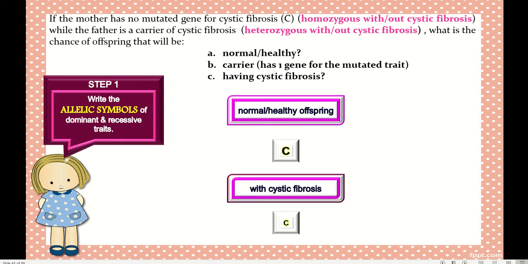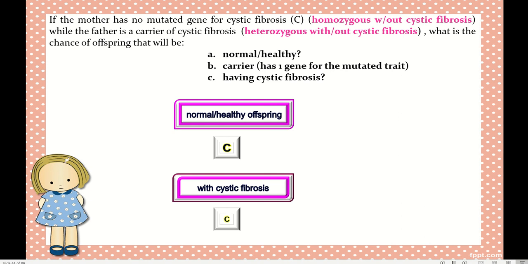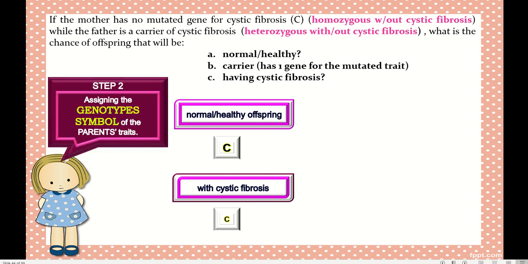However, if the problem does not give you this, then you have to follow the rule. In our case here, it's given, so we also follow this one: capital C for normal healthy offspring and small c for cystic fibrosis. Next, for step 2, we're going to identify the genotype of the parents.